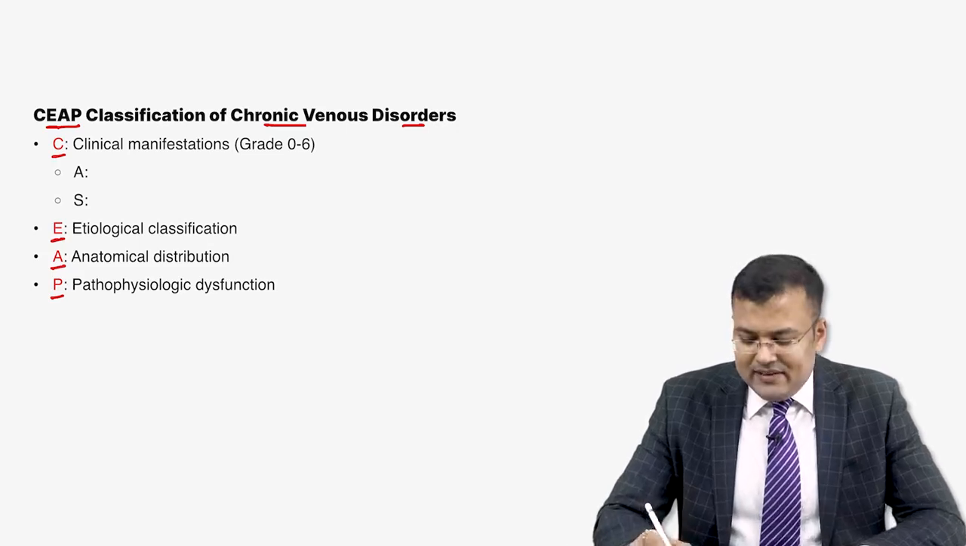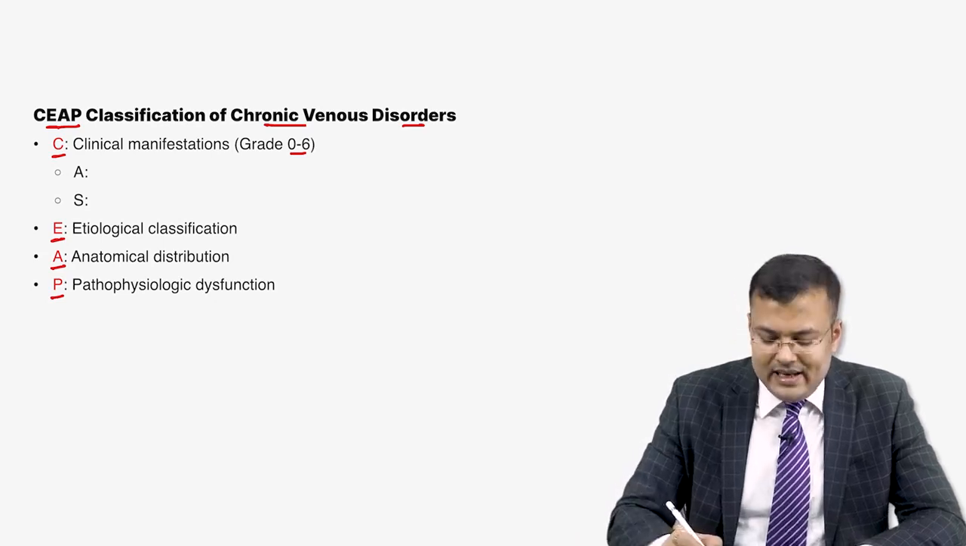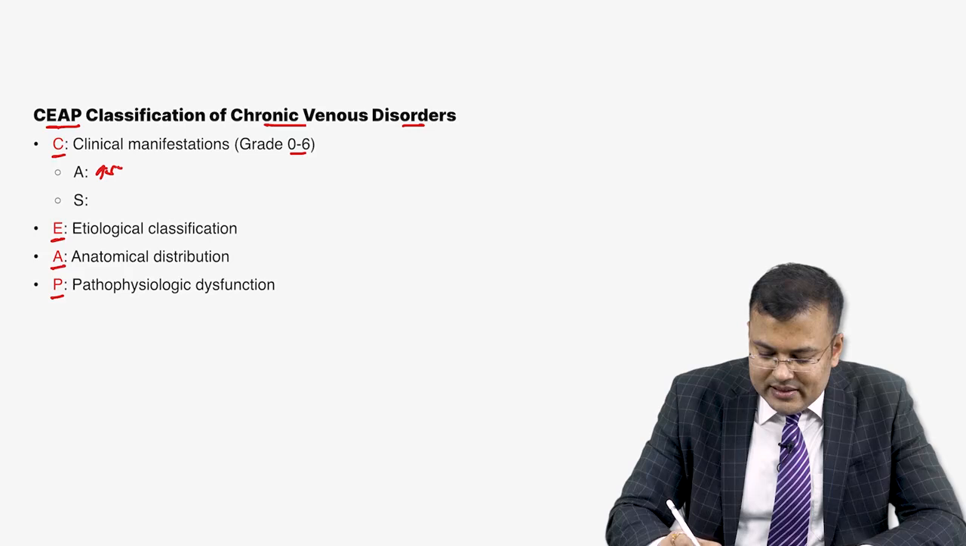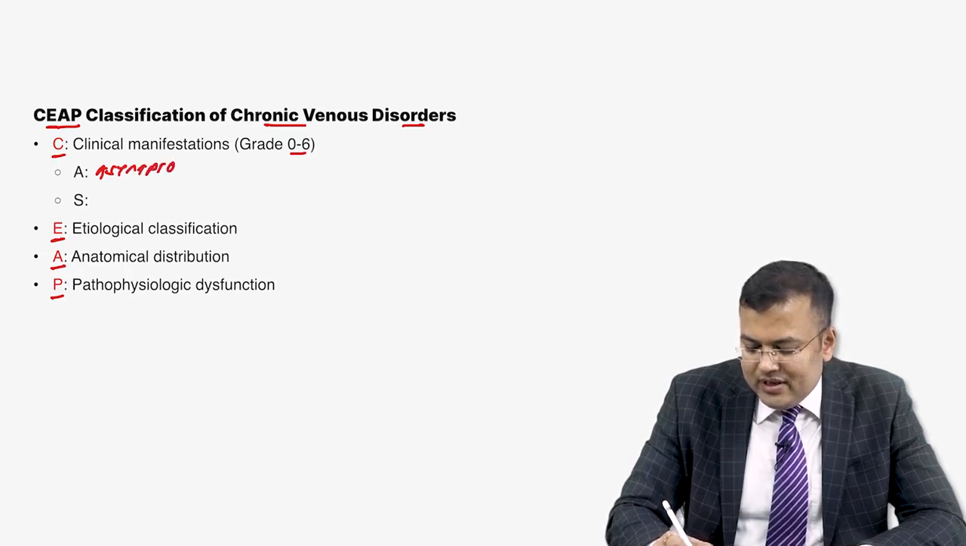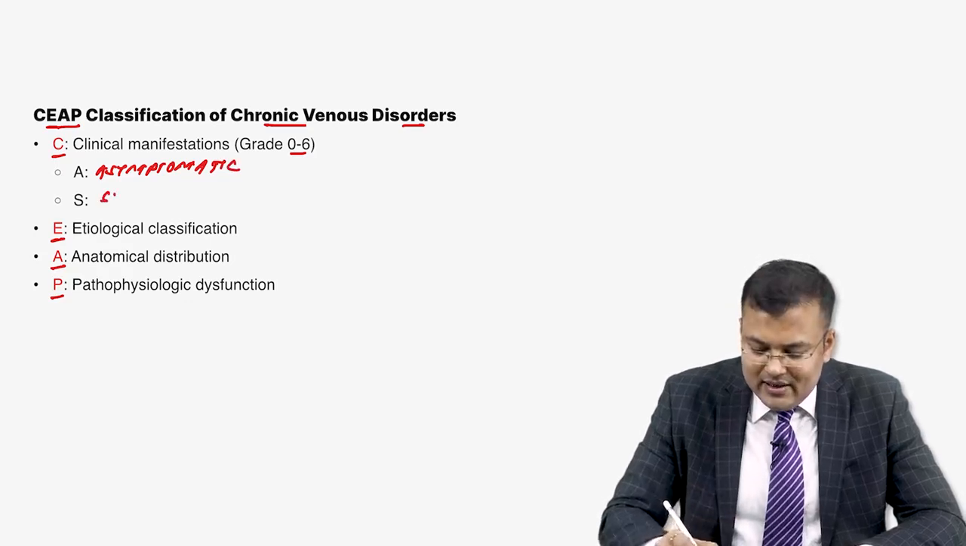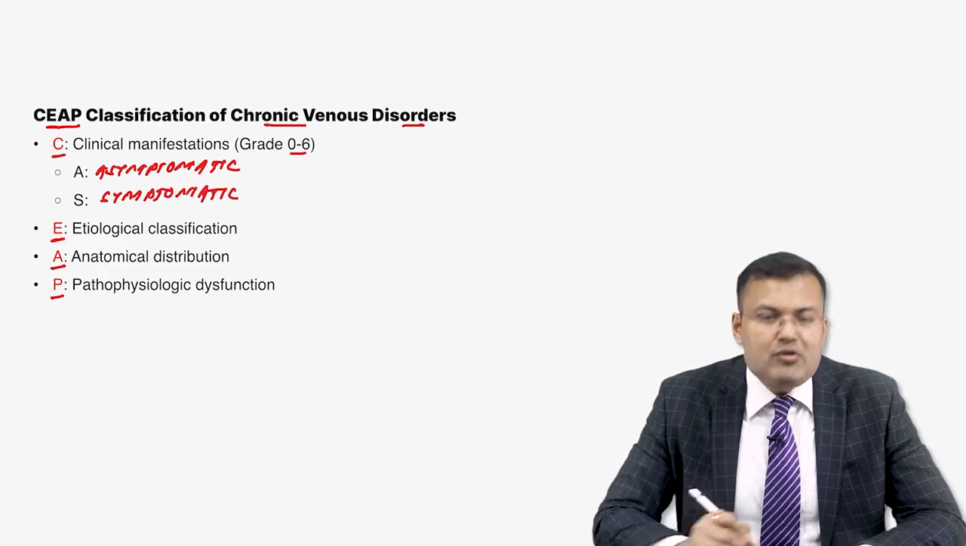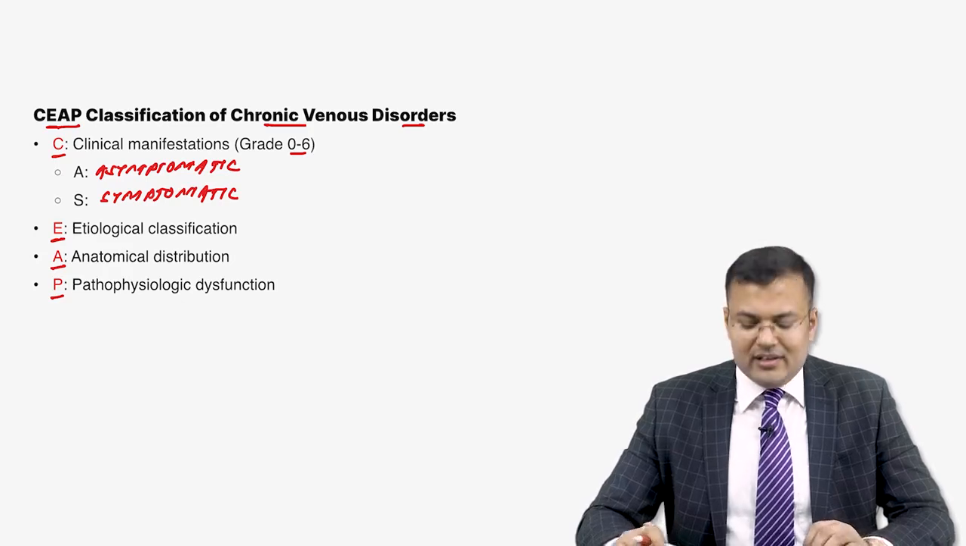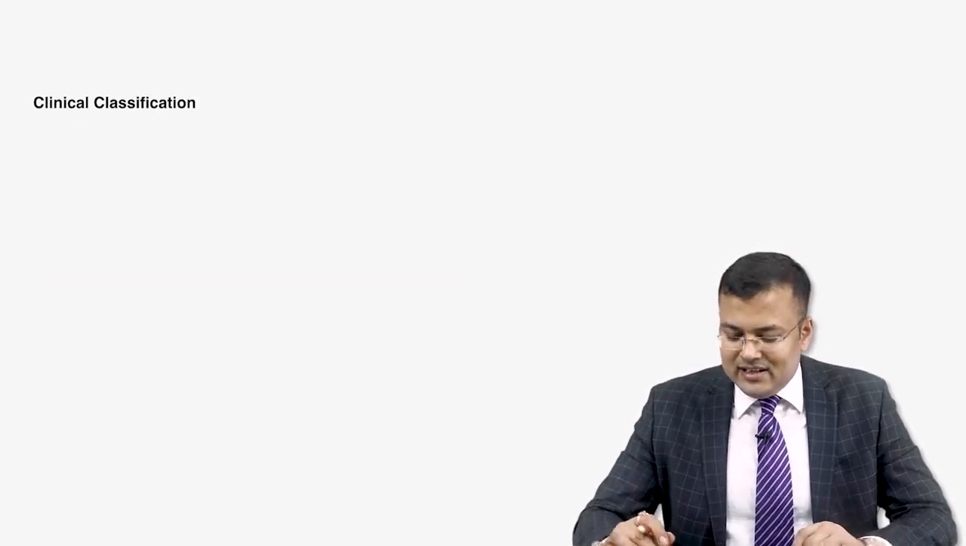The clinical manifestation is graded between 0 to 6. Now, A means the patient has an asymptomatic presentation, and S means the patient has a symptomatic presentation. Asymptomatic presentation, symptomatic presentation. Clear? One by one we are going to discuss in detail.